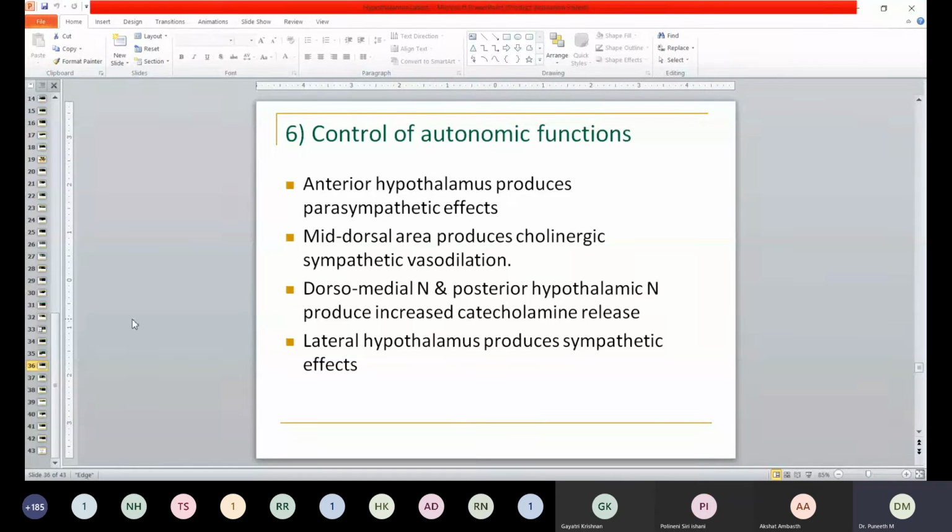The 6th function is how the hypothalamus controls the autonomic functions. They have found out that the anterior hypothalamus is responsible for parasympathetic effects and the lateral hypothalamus is responsible for sympathetic effects. Other areas also concerned with autonomic functions are the mid-dorsal area, which has cholinergic sympathetic vasodilatation, and the posterior and dorsomedial nucleus, which produce increased catecholamine release. Catecholamine release will again produce sympathetic effects.